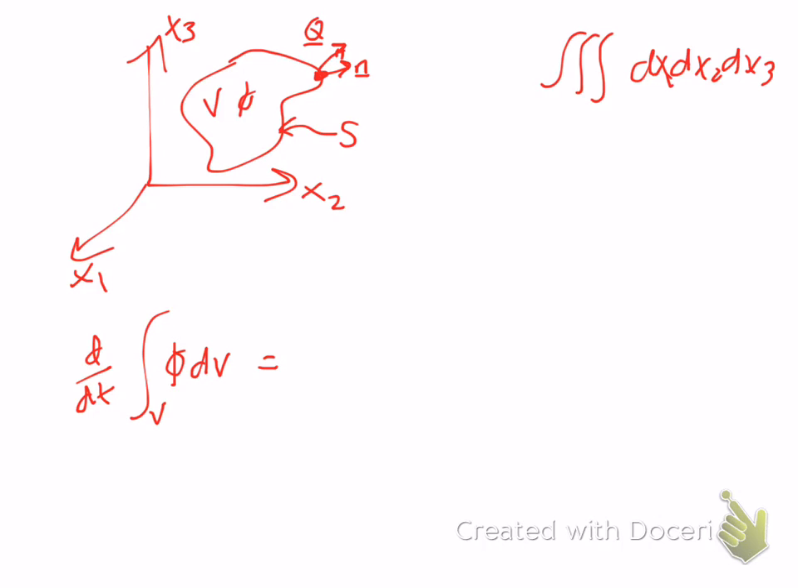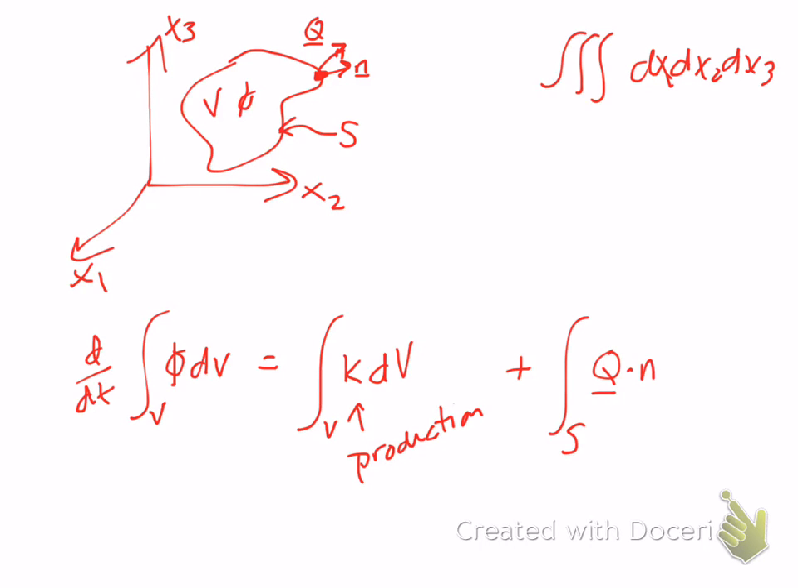And how that changes through time happens through K, which, at least I use, for production of phi. So if we have some way to spontaneously create phi or destroy phi within our volume, then that's what this takes care of. And then there's the surface integral of how much new phi is coming across the boundary, or how much we are losing through that boundary.